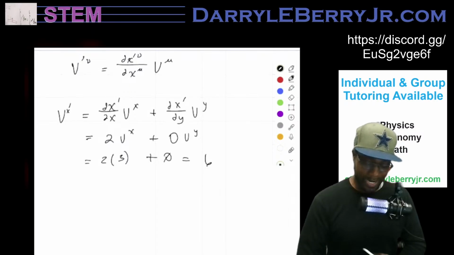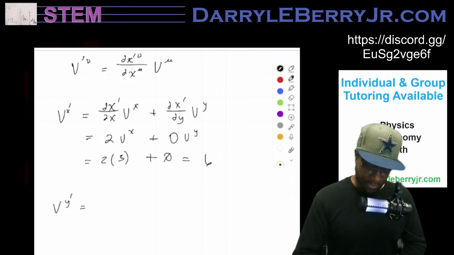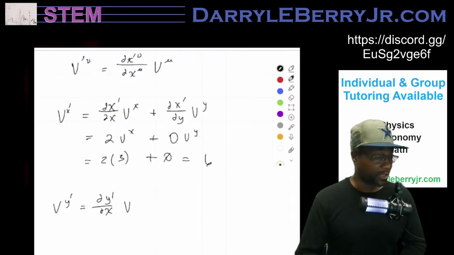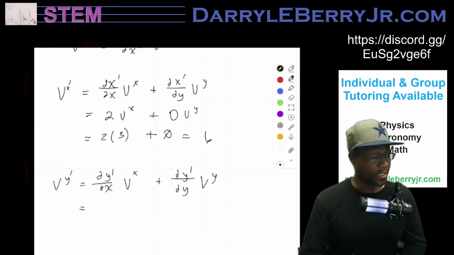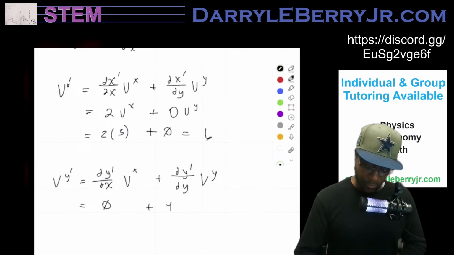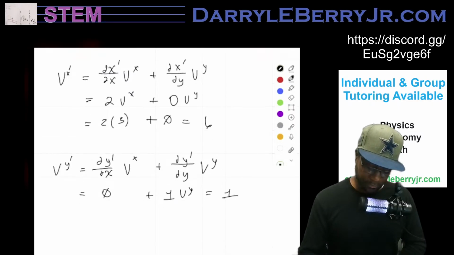And if I did this same process with y prime, this is going to be partial y prime over partial x vx plus partial y prime over partial y vy. So this ends up being similarly 0 vx plus, this was 1 vy, and vy is 1 as we saw earlier, so this ends up being just 1.